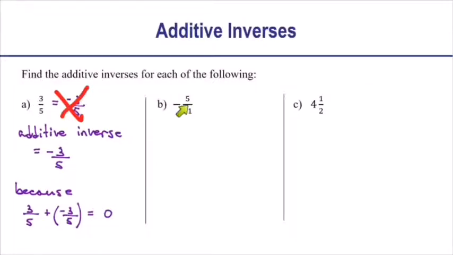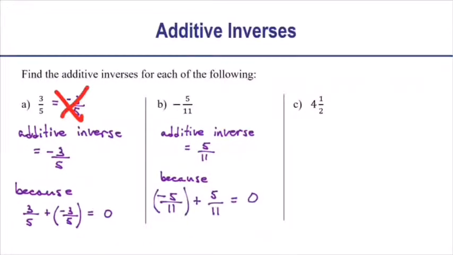Now let's look at negative 5/11. So the additive inverse of negative 5/11 is going to be positive 5/11, and that's because negative 5/11 plus positive 5/11 equals 0. And then in part C we have 4 1/2. Of course, that's a mixed number.